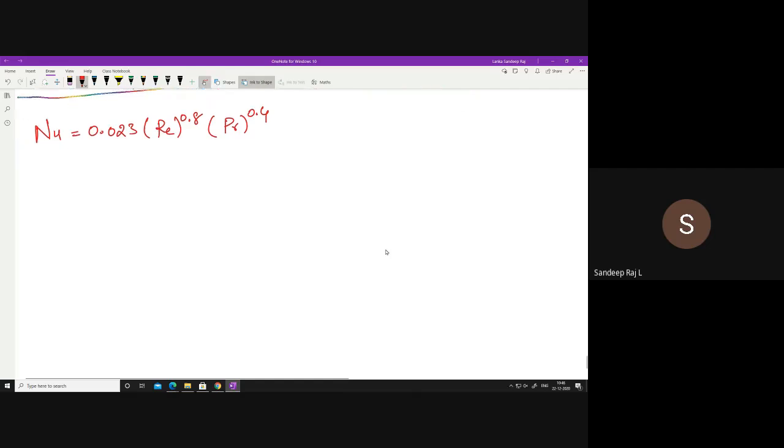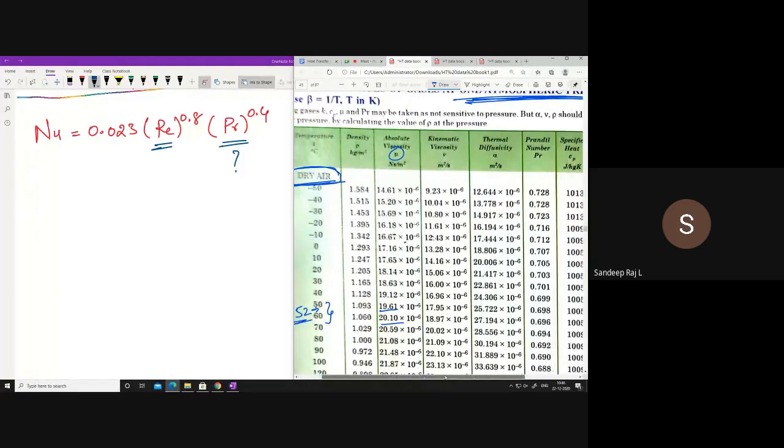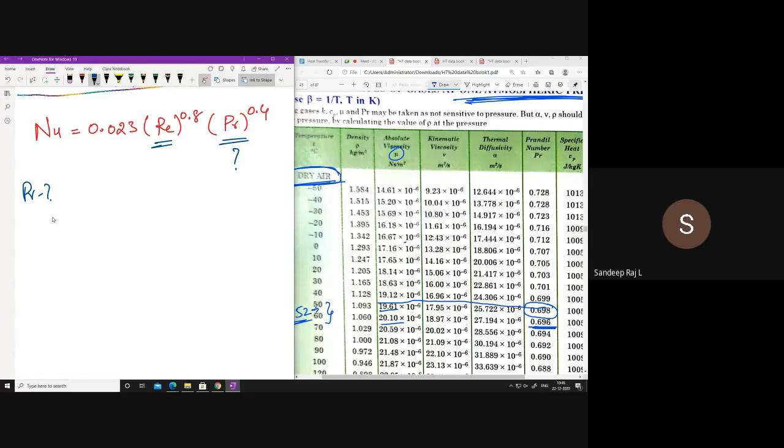So you know the Reynolds number value on the right hand side. You don't know the Prandtl number value, so you have to get it from the data book again. Go to page number 42 at 52 and calculate the value of the Prandtl number. Here it is. You have to make use of 0.698 and 0.696. At 50, it is 0.698, and at 60, it is 0.696.